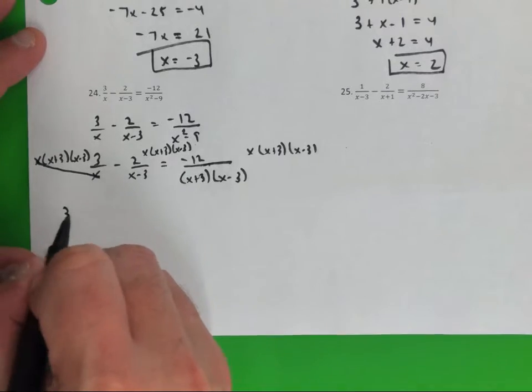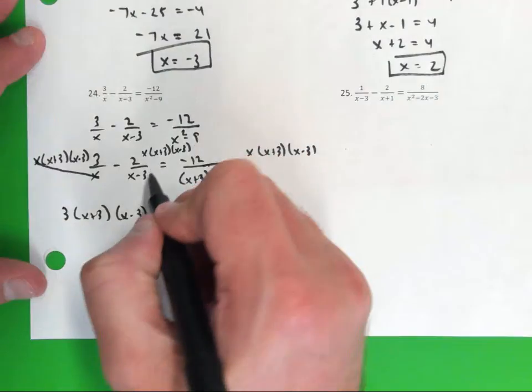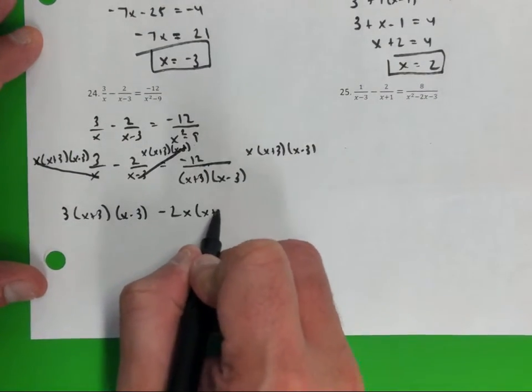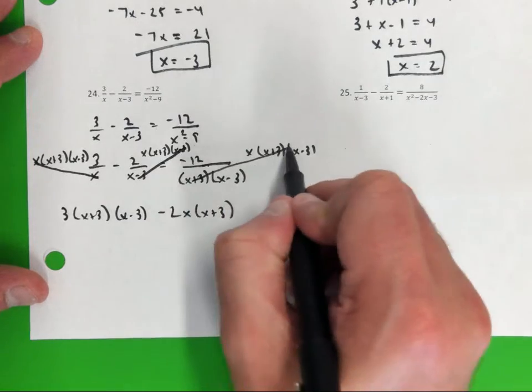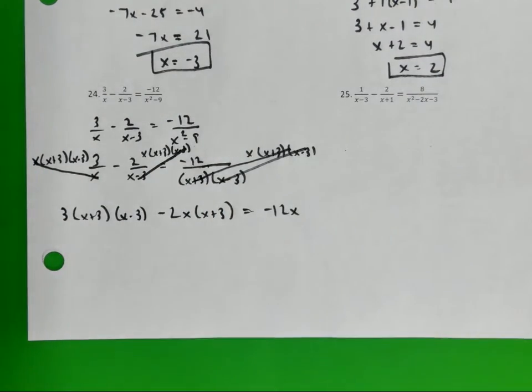All right, now I got 3, x plus 3, x minus 3, minus 2 times x plus 3 equals negative 12x.